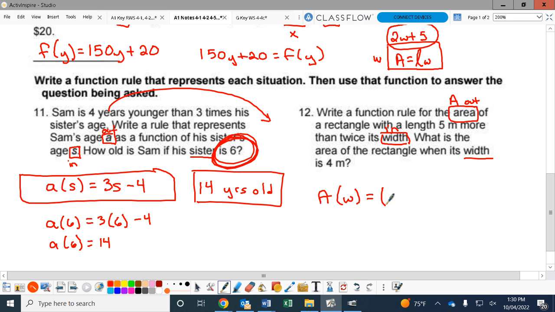So guys, when you're doing this, 2W plus 5 represents the length, so we put that first. And W represents the width, so we put that second. Now listen to me. On the test, if you put W first and then 2W plus 5 second, I will absolutely give you credit, as long as you have those two parentheses multiplied times each other. I don't care which one comes first.